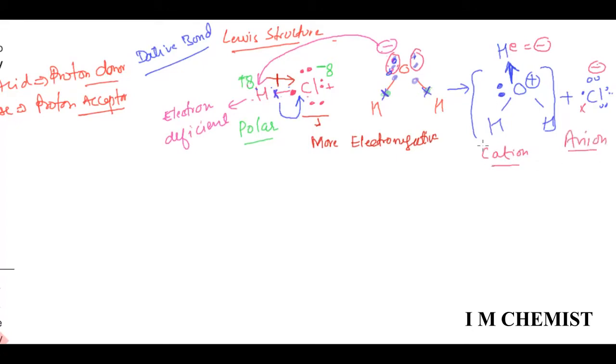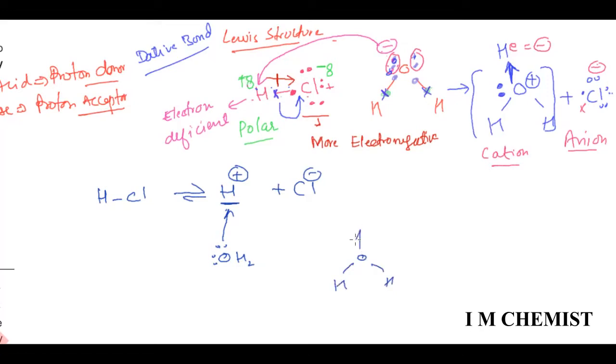Now in this case, which one is the proton donor? H positive. If you have a water molecule, and it attacks this hydrogen, this proton, what will happen? We will get this type of ion, which is known as hydronium ion. This is known as hydronium ion, and this is the same.